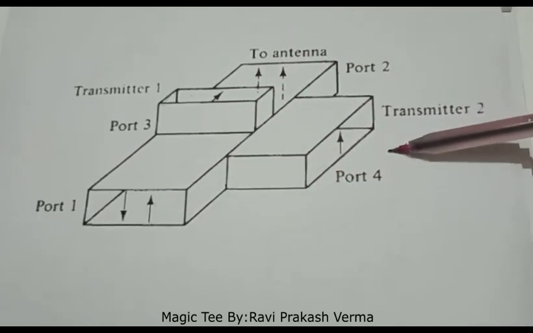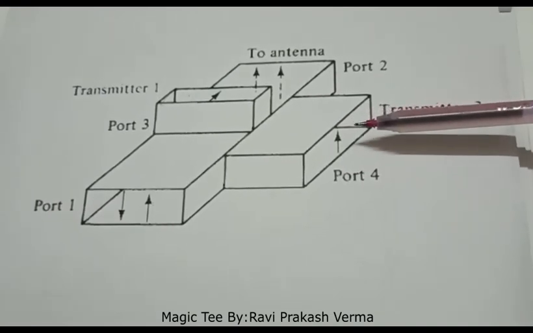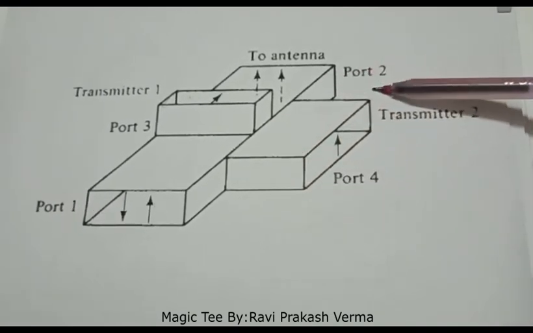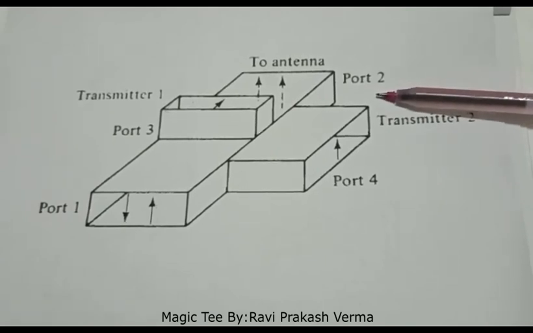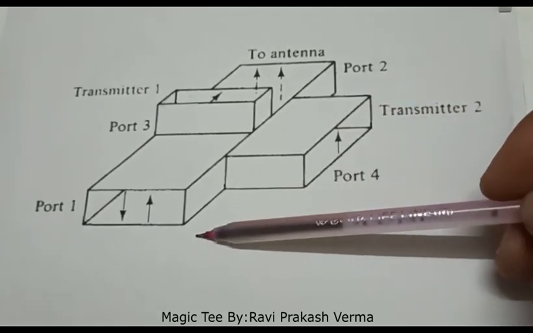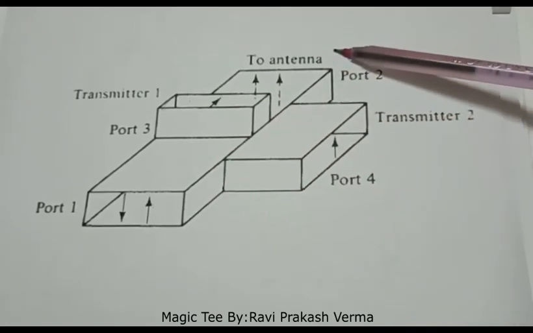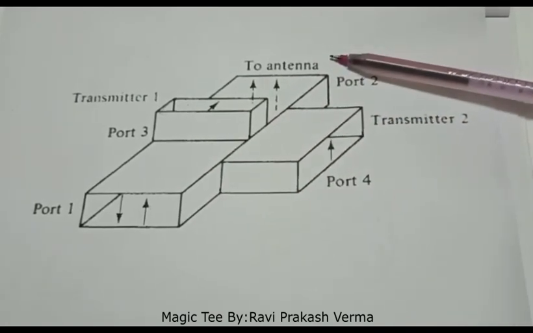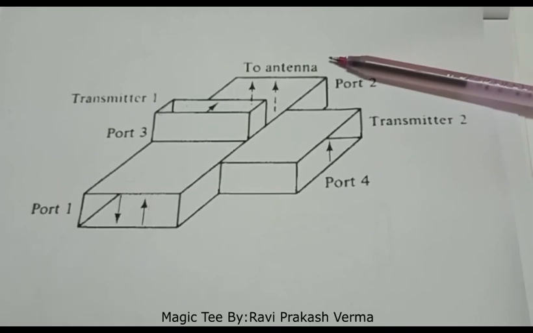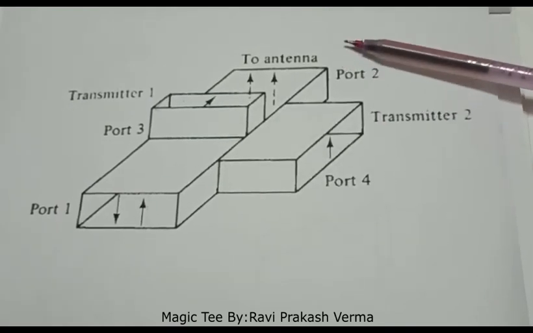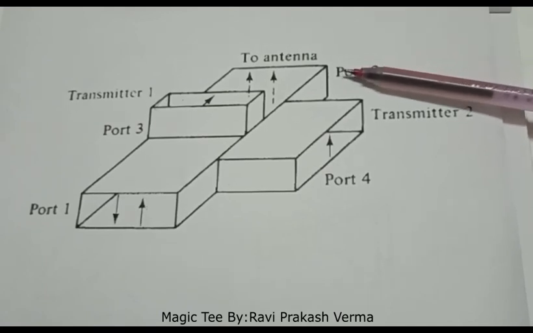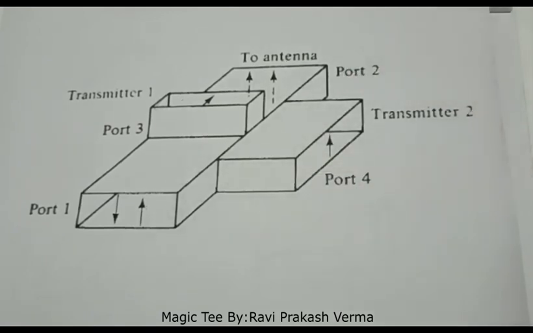Similarly, transmitter 2 is connected to port 4. It gives rise to waves at port 1 and port 2 having equal magnitude and equal phase. At port 1, the two opposite waves cancel each other, while at port 2 the two in-phase waves add together. So double output power can be obtained from port 2. So in this type of application magic T is used. So thank you guys.